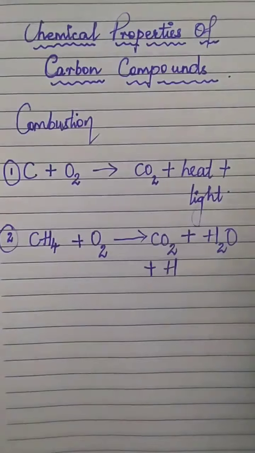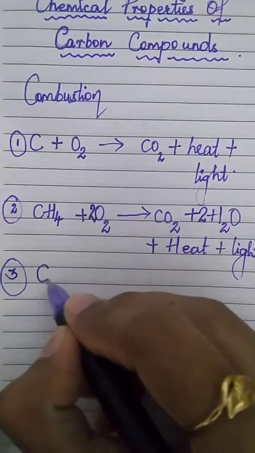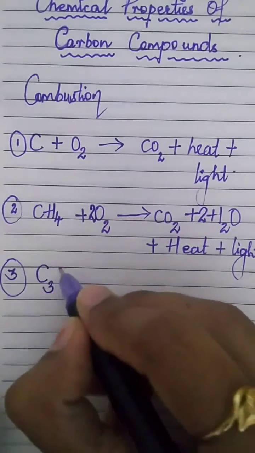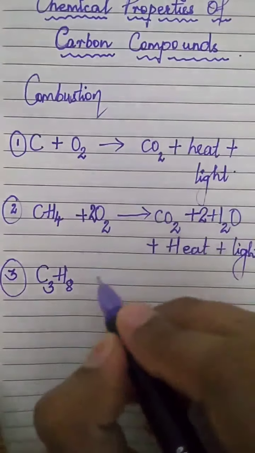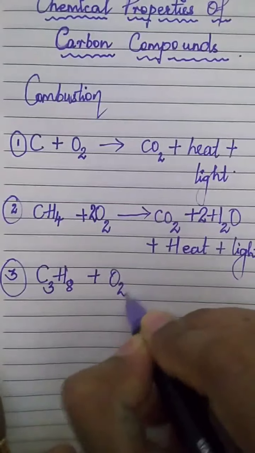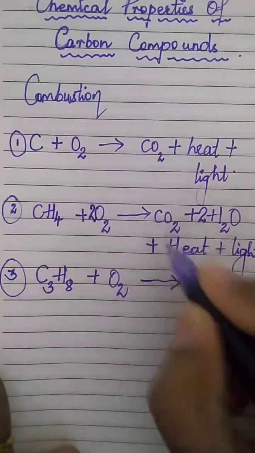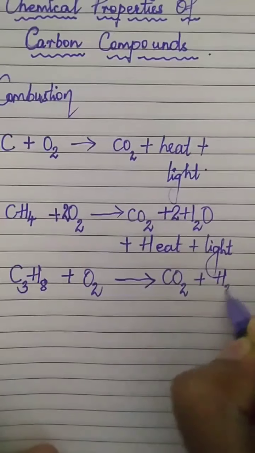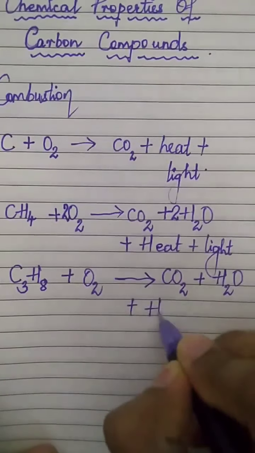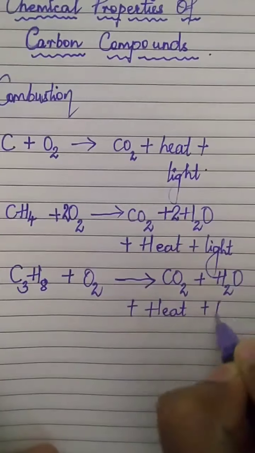The third reaction, after methane gas, which is present in biogas, is propane gas, which is present in LPG gas. What is the formula of propane? Methane, ethane, propane, that is C3H8. Okay. C3H8 plus oxygen, the products remain the same: CO2 gas, carbon dioxide, plus water, plus heat plus light.